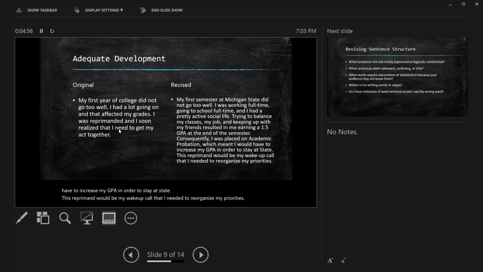Again, develop your paragraphs with specific details. Now, if we look at the revised version of this paragraph, our readers can visualize, because you're giving them concrete details. So don't just say you were having a bad year. What happened? How did that year go bad? Incorporate some specifics.